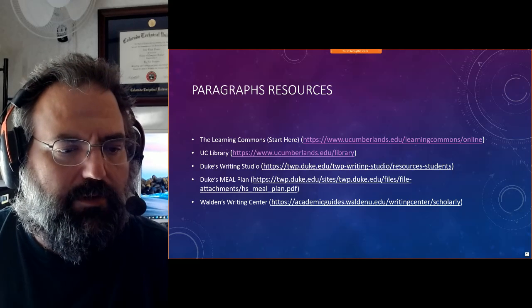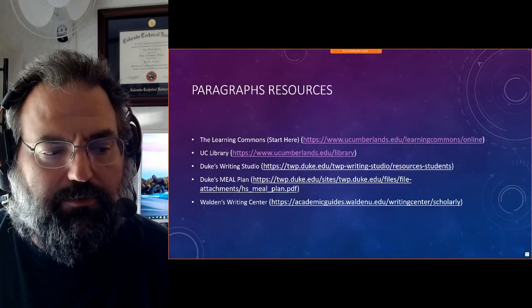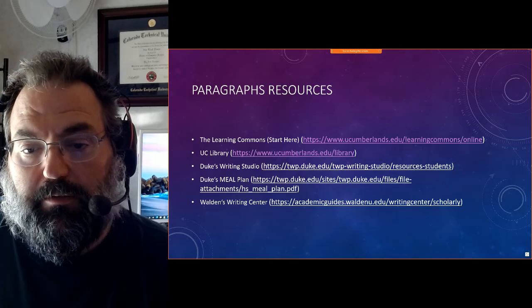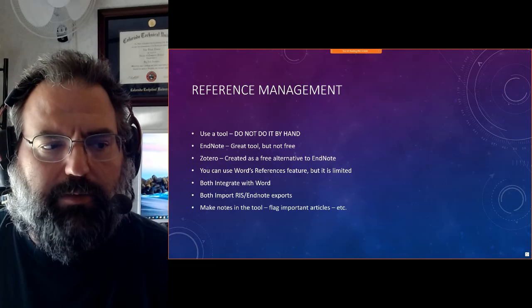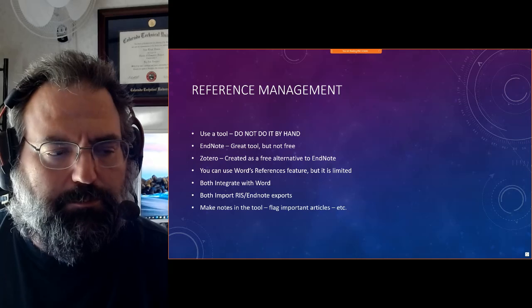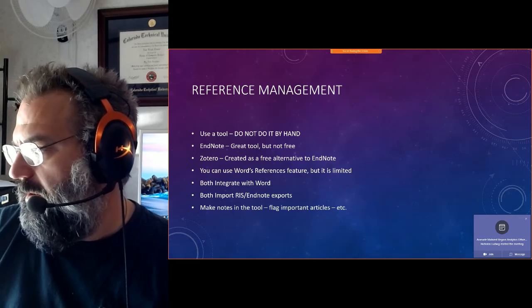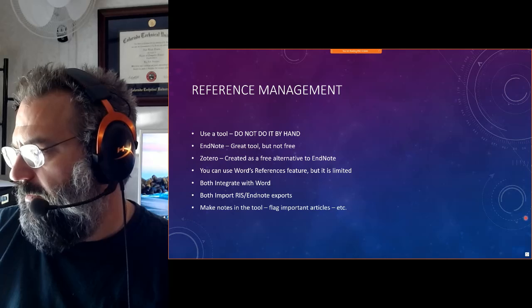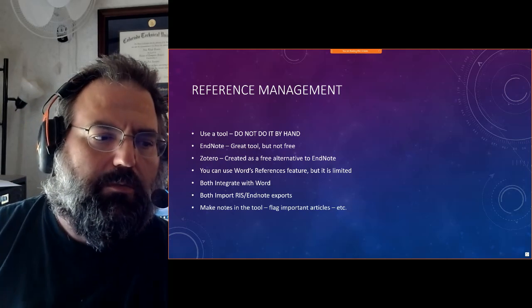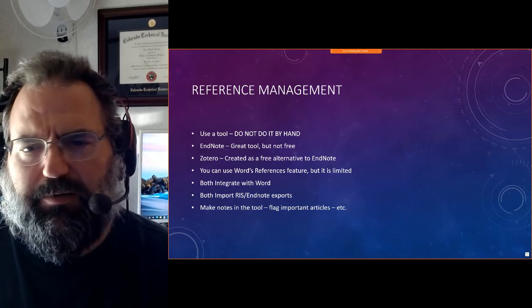Paragraph resources. Those are all fairly decent. Duke, pretty good stuff. And also the Rasmussen is pretty good. Tips and hints: use reference management. Don't do it by hand and don't use Word's reference tracking. The reason being, it doesn't always get it right. So use something like EndNote or Zotero, especially if you have a lot of references.